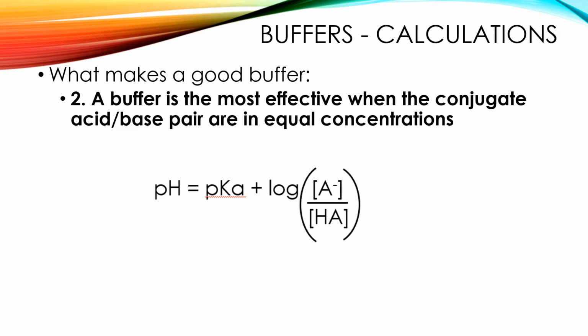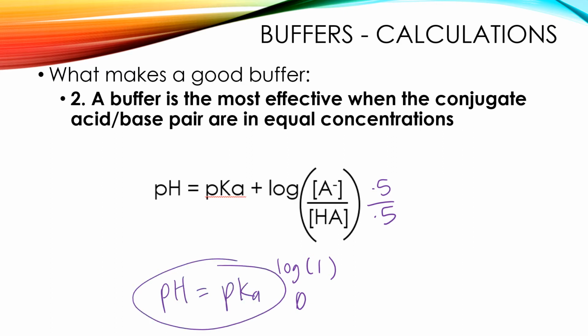Also, a buffer is the most effective when the conjugate acid-base pair are in equal concentration. I mentioned this before on the previous slide. If these are in equal concentrations, for example 0.5 over 0.5, we get the log of 1, which is 0. So pH then equals pKa. So if I choose an acid-base pair that has a pKa very close to the pH I want, then it's going to be the most beneficial for these to be in equal concentrations, because my pH will then equal my pKa.